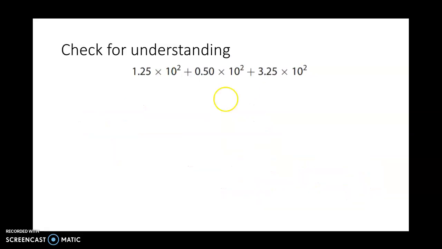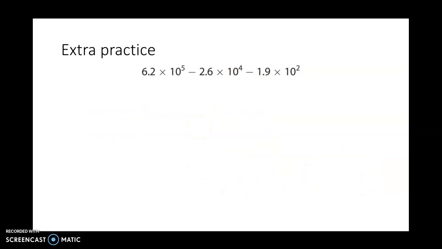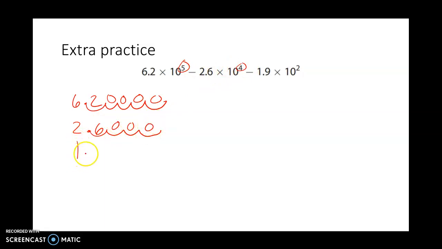Okay, let's do one more subtracting one. Here we go. So we got 6.2. Move it 5 times. 1, 2, 3, 4, 5. Fill in with zeros. Then I got 2.6. Move it 4 times. 1, 2, 3, 4. And 1.9. Move that 2 times. 1, 2. Okay, let's subtract the first two. Remember, bigger numbers go on top. 6, 2, 1, 2, 3, 4. And then I got 1, 2, 3.